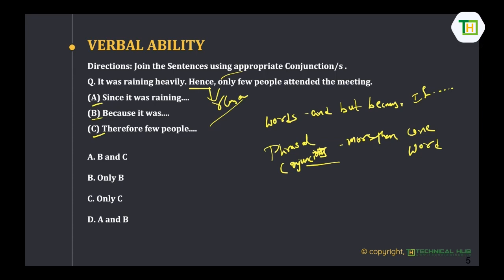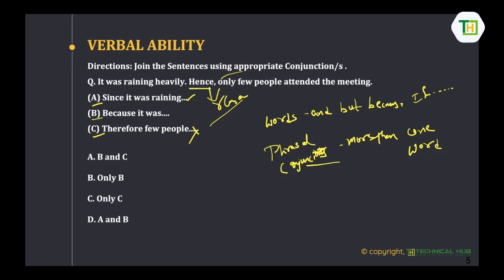As it is raining, because of that, only few people attended the meeting. Now, since it was raining, few people attended the meeting. This is correct. We can frame a sentence. Because it was raining, only few people attended the meeting. Okay. Therefore, few people attended the meeting. It started raining. This sentence we cannot frame at all. With this phrase, we cannot start a sentence.